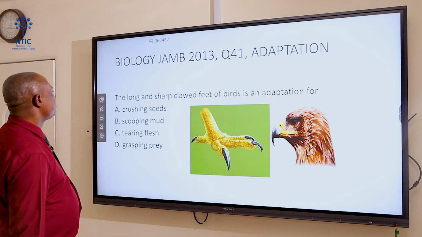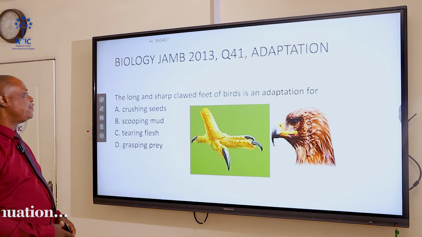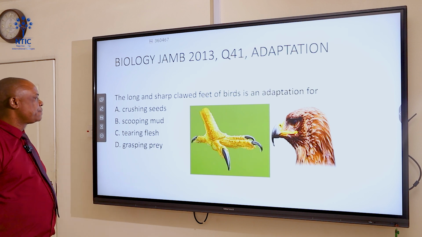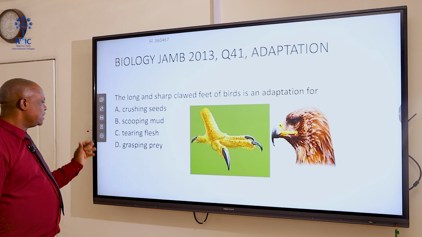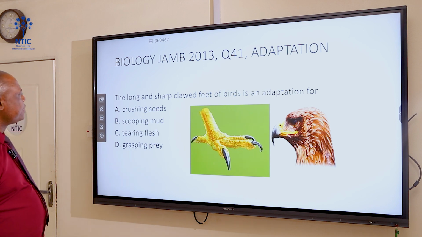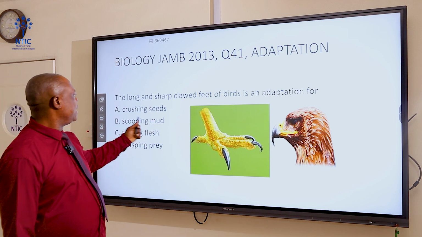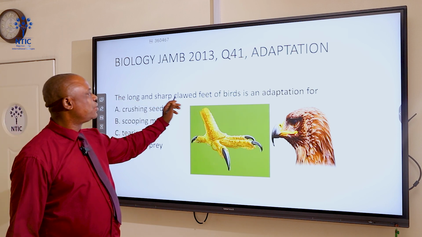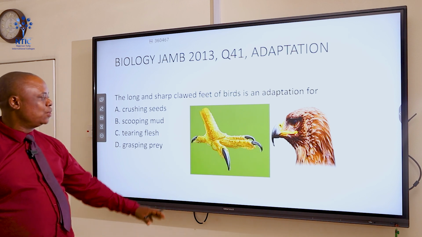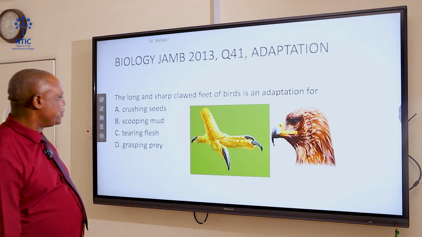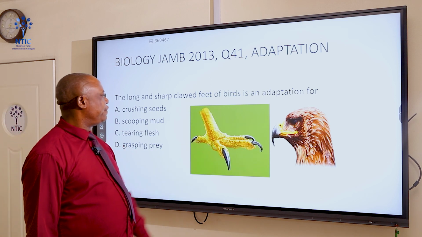Question number 41. The long and sharp clawed feet of birds is an adaptation for A. Crushing seeds, B. Scooping mud, C. Tearing flesh, D. Grasping prey. Now, you see, the emphasis is long and sharp clawed feet. It's an adaptation in birds like the eagle, like what you see here in the picture. This is long, curved, sharp feet.